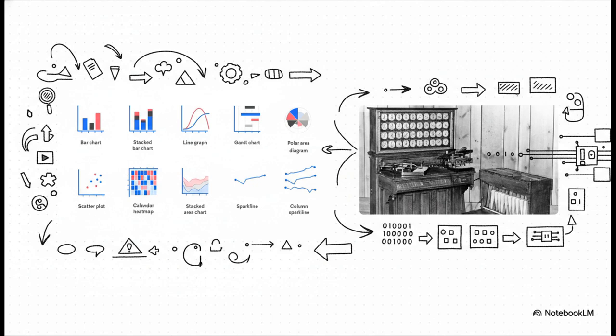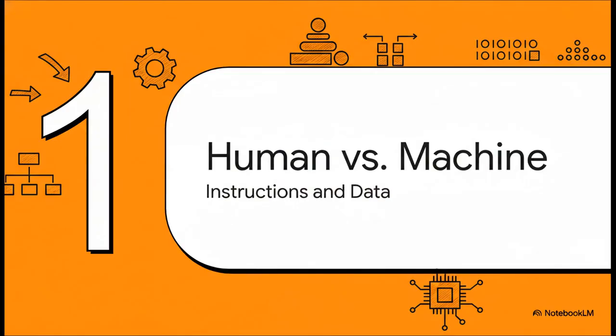So look at this. On one side, you've got stuff that makes total sense to us. Charts, graphs, things we can understand at a glance. And on the other, one of the very first machines designed to read data. So here's the big question for this whole explainer. How do we bridge that gap? How do we get our world into the machine? All right, let's get into it.